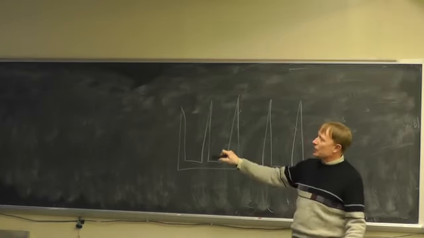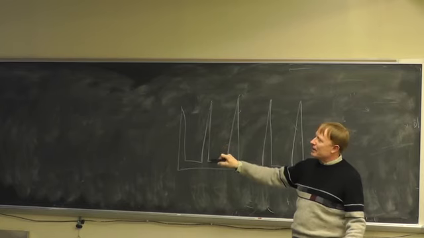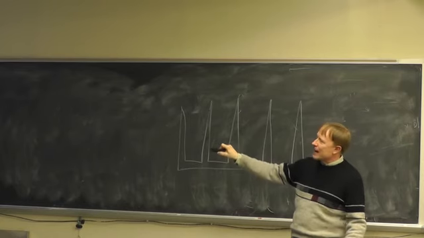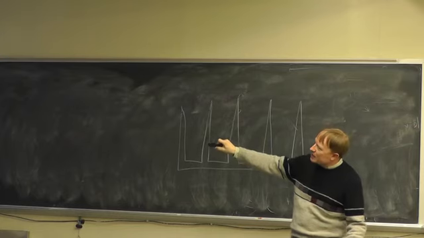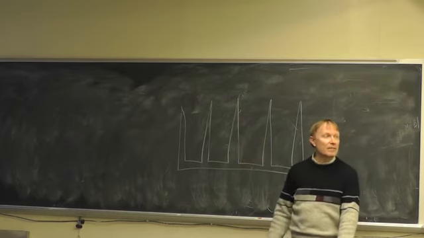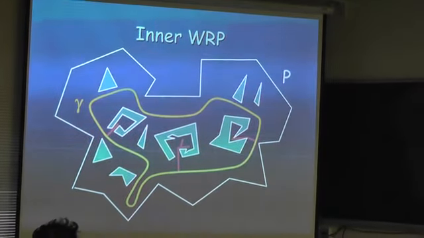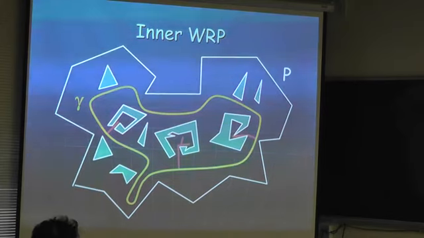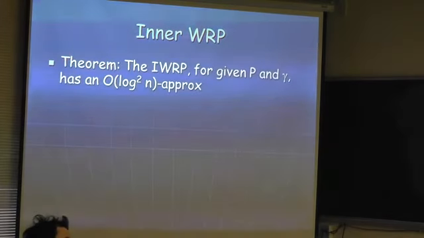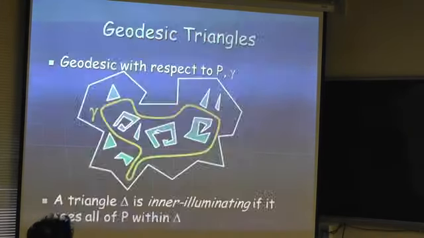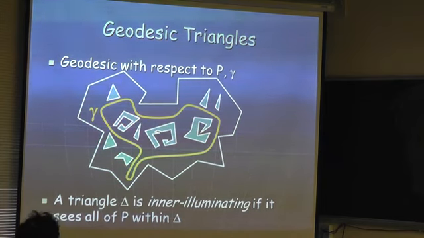The inner Watchman route problem, now that I give you gamma, and now you need to augment it, because this gamma doesn't see inside all of those caves. So you have to add some extra length, all the magenta length. And I want to minimize the length of that network to see everything. How can I do that? That's where I end up with a log squared approximation based on set cover. This is based on the concept of geodesic triangles and a geodesic hierarchical triangulation.